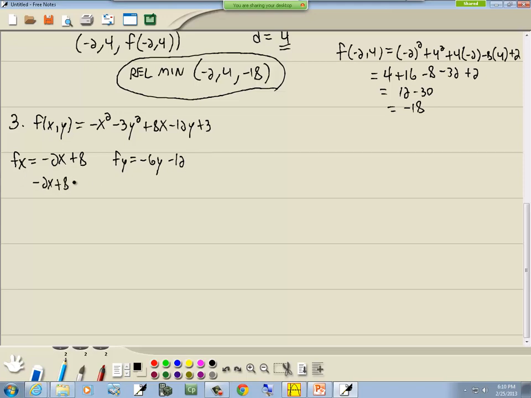Set each one of those equal to 0. And take negative 2x to the right side, becomes a positive 2x. Divide both sides by 2, and we get x is equal to 4. Here, take negative 6y to the right side, and it becomes a positive 6y. Divide both sides by 6, and we get y is equal to negative 2.